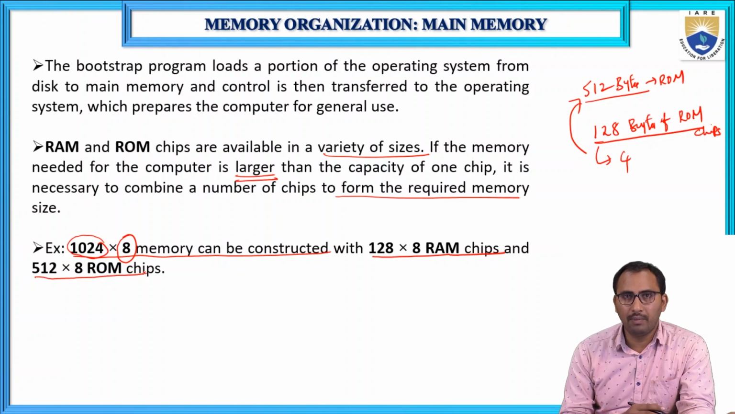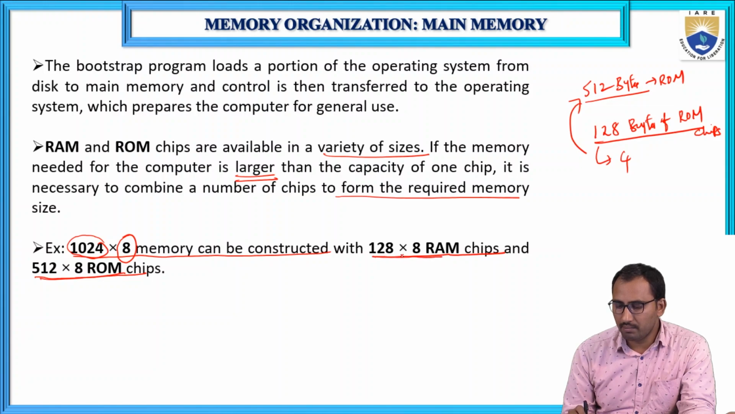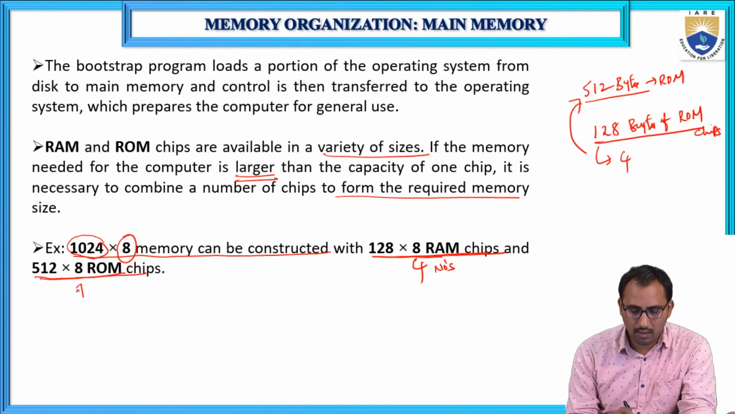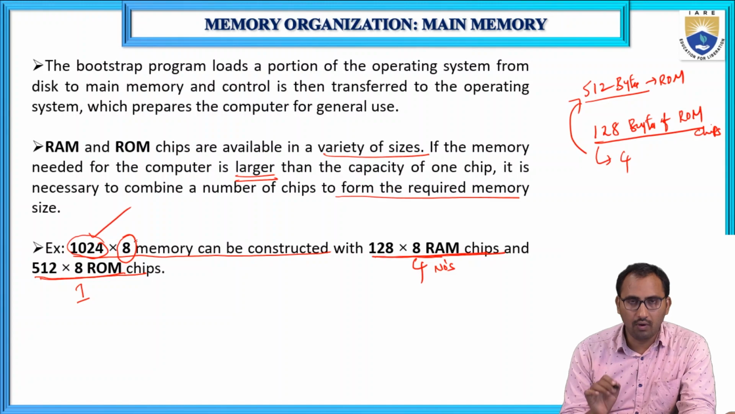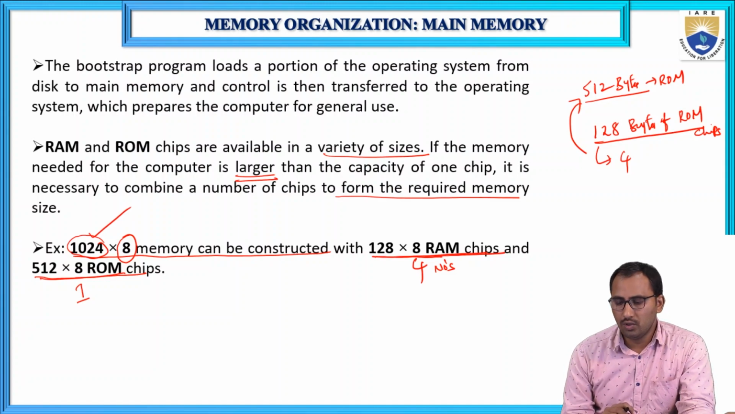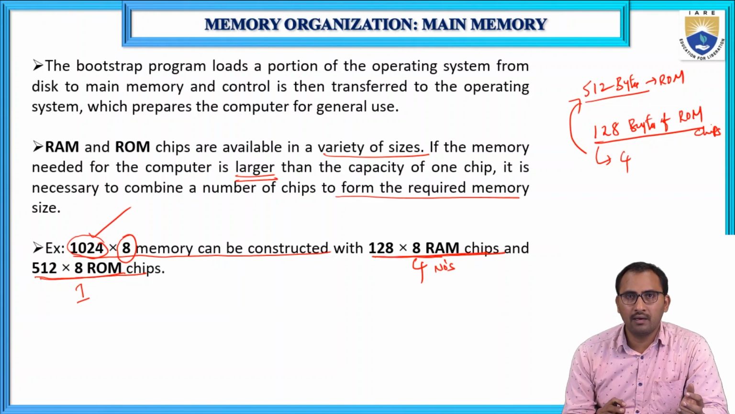So how can I combine them, and how many chips can I use? Already 512 by 8 ROM chips are there, and here 128 by 8 RAM chips are there. I can use four of them. If I use 128 by 8 RAM chips along with 512 by 8, then that is equal to 1024 by 8 memory. So in this way, by combining one or more memory chips, we can form the required memory capacity.